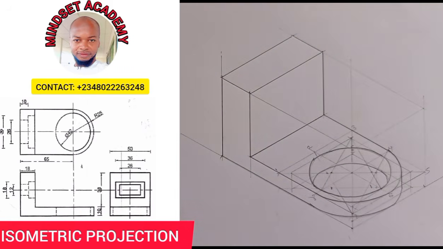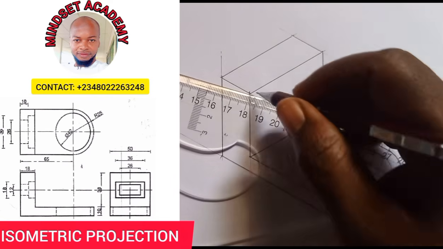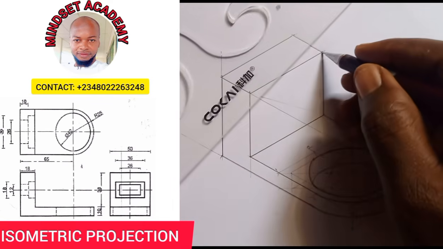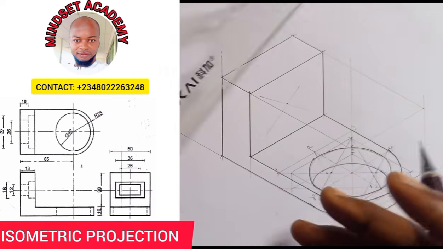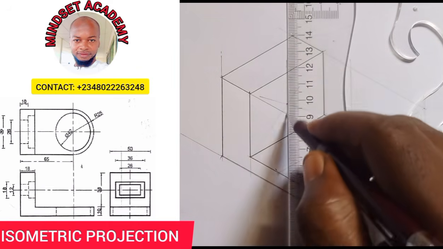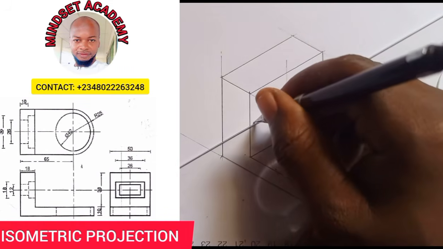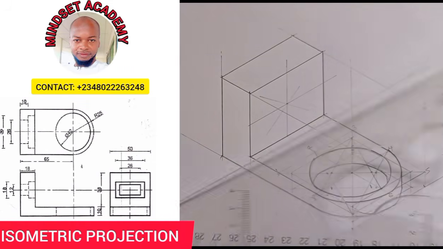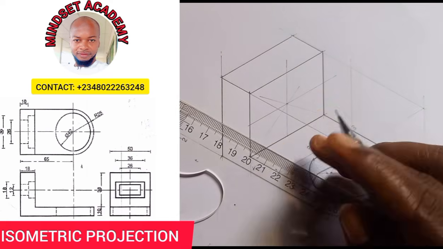So the next thing is there's a shape here. So first of all, we need to get the center of that shape that you see here. So if I should join diagonals from here to here, and from here to here, this is the center of this figure. So now I'll draw my vertical and horizontal line. The vertical line and my horizontal line. Hope you can see that. Now I'll do that for both the front and the back.